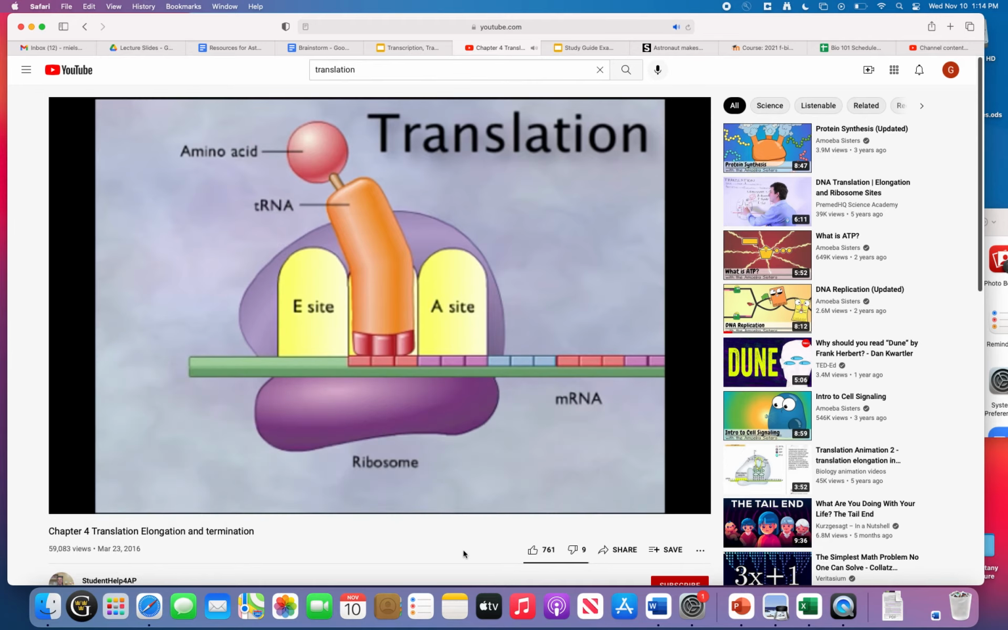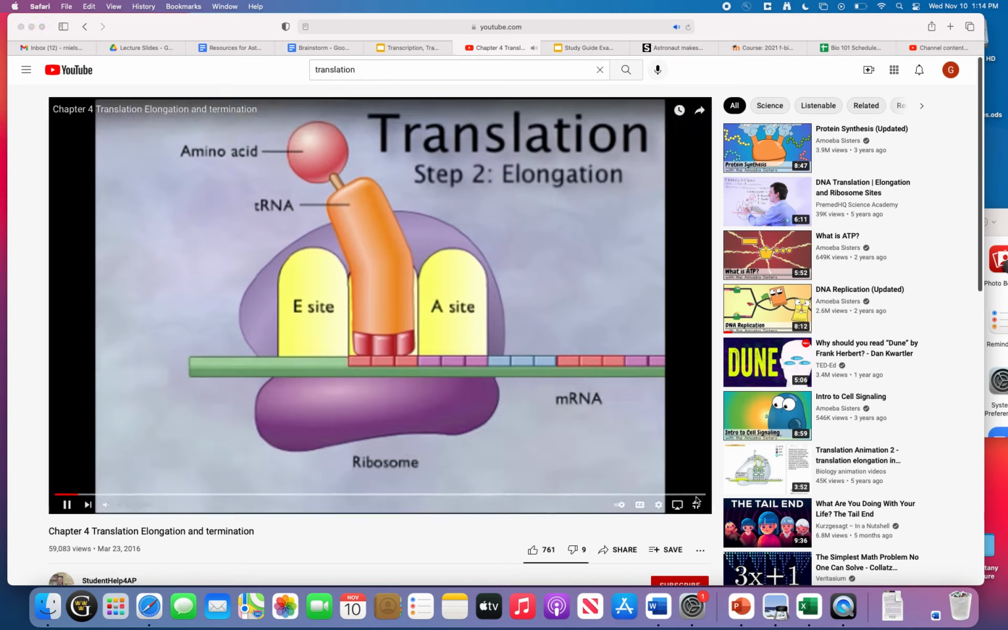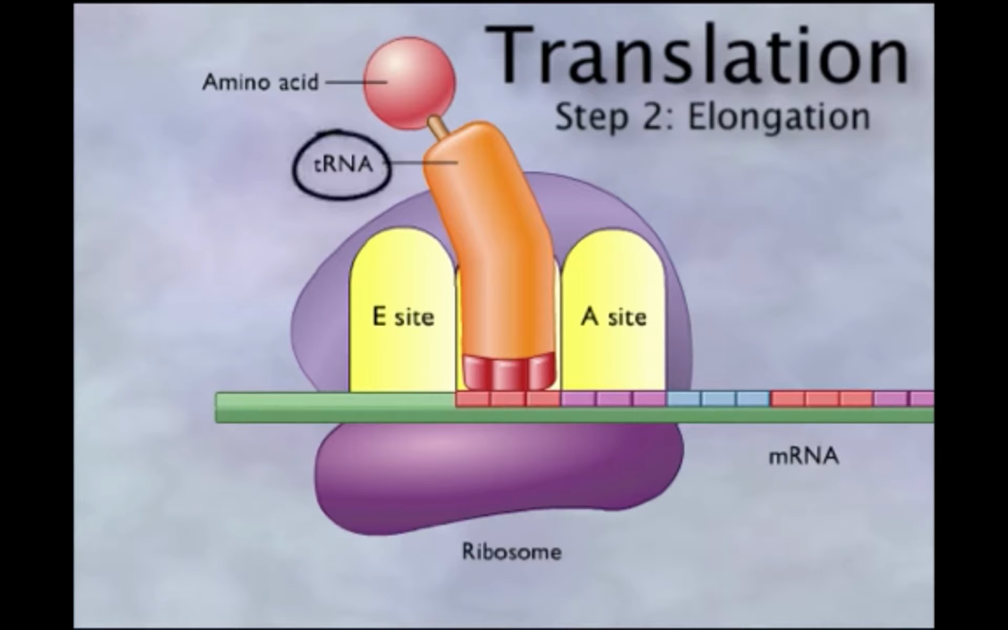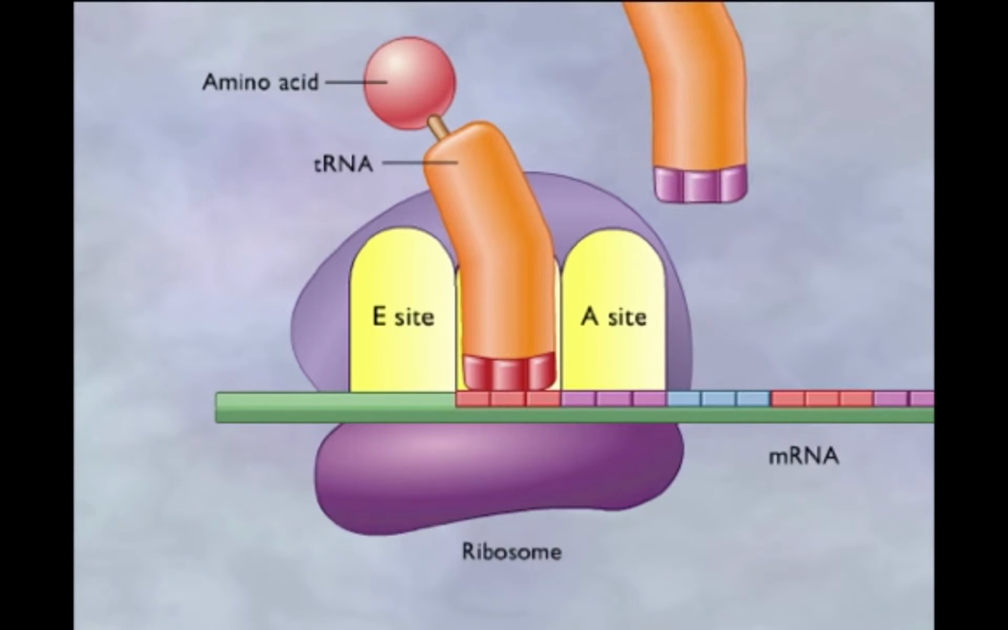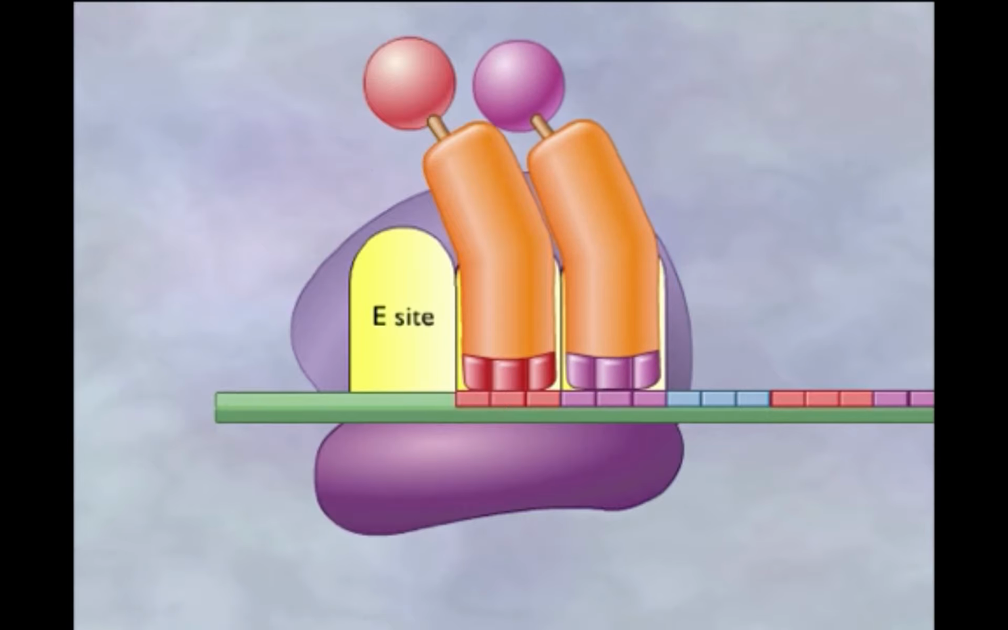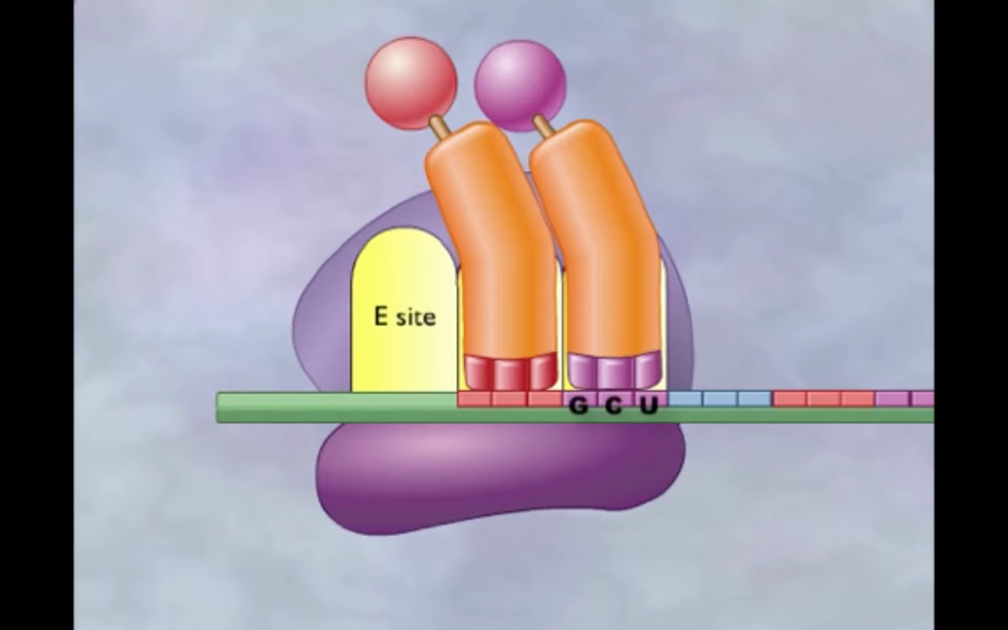The second step of translation is called elongation because our peptide is going to start getting longer. After the initiator transfer RNA attaches to the P site, the second transfer RNA, which is carrying another amino acid, settles into the A site on the ribosome. If the second codon is GCU, for example, the second transfer RNA will have an anticodon of CGA.